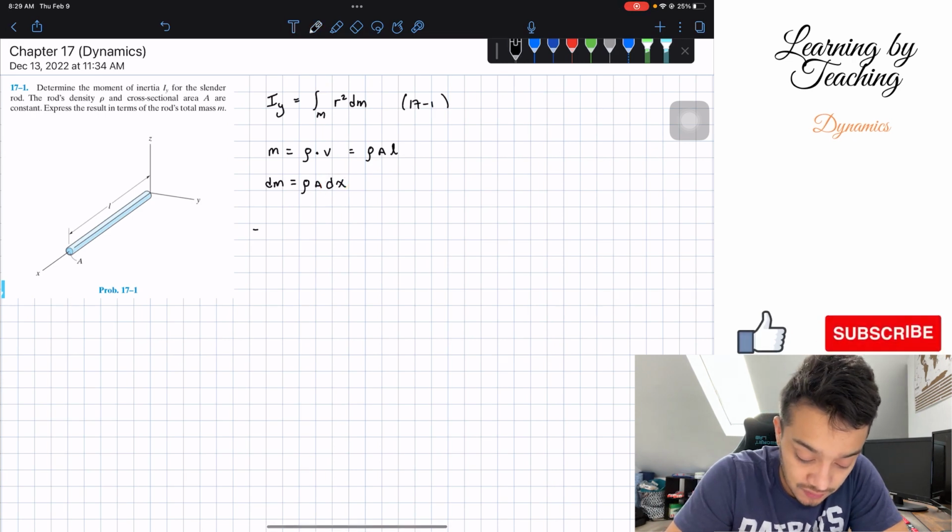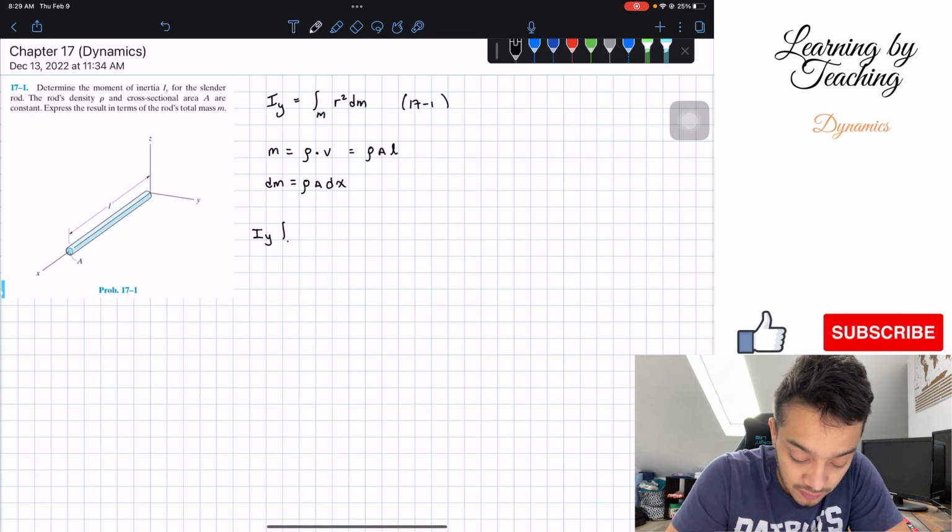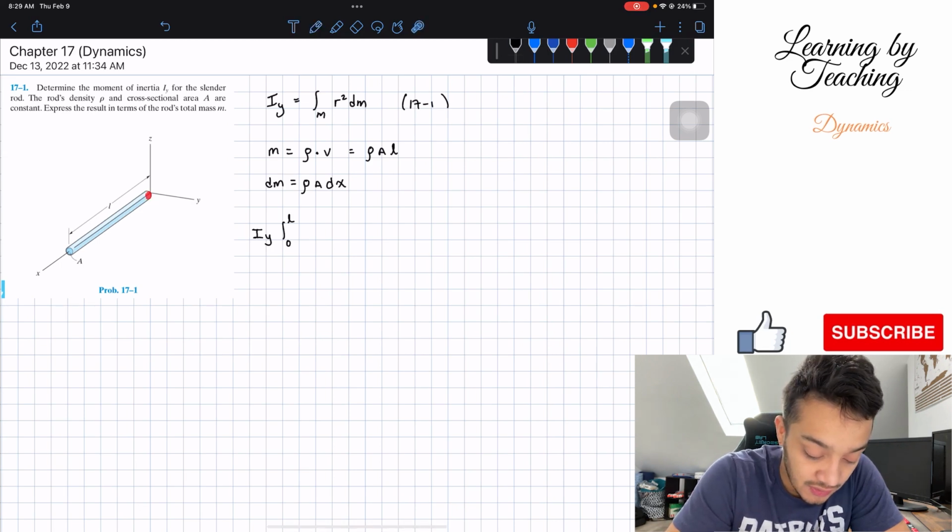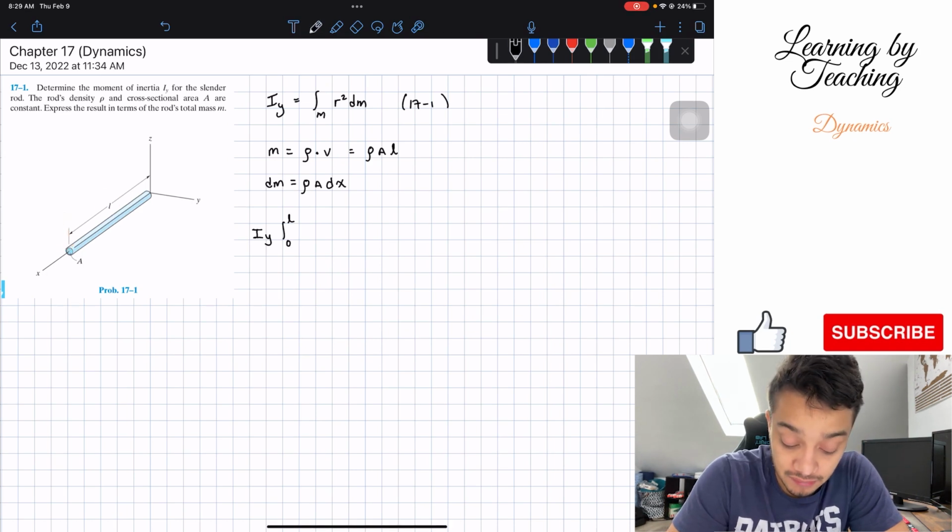So if we're going to solve the problem, the moment of inertia is going to be equal from 0 to L. And the reason for that is, well, we know that our distance is going to be from the y-axis all the way running to the x-axis, and my last point is this called L, so my length.